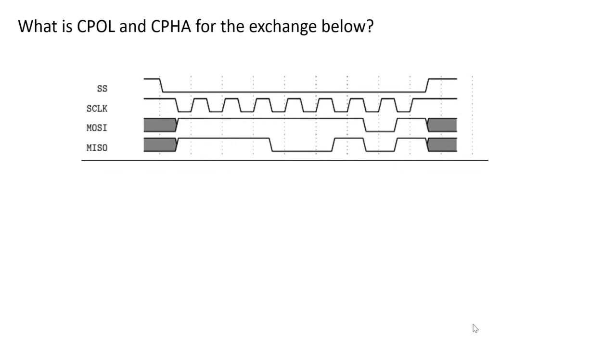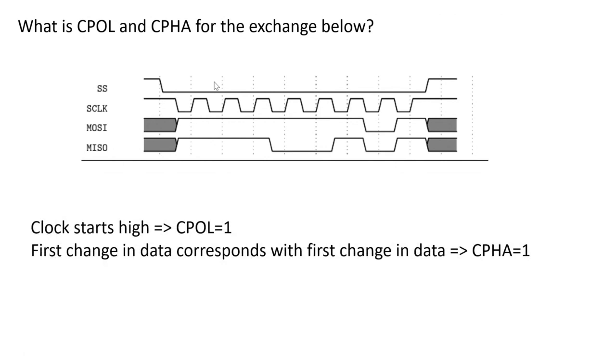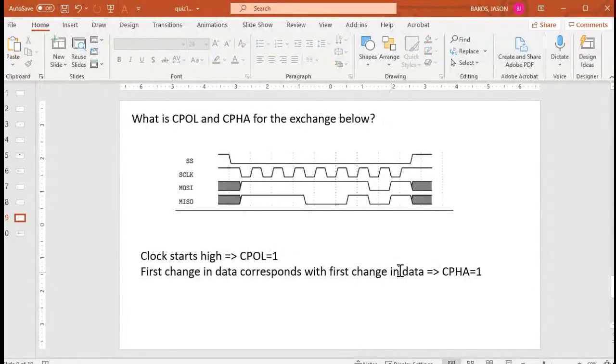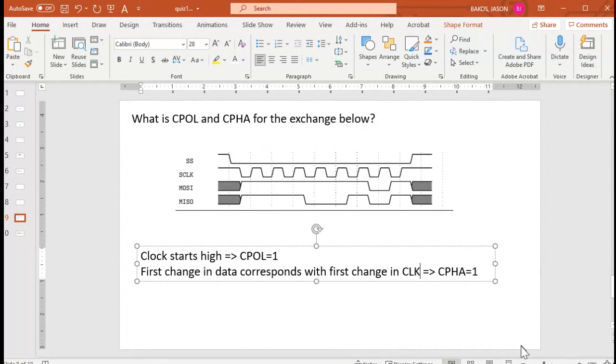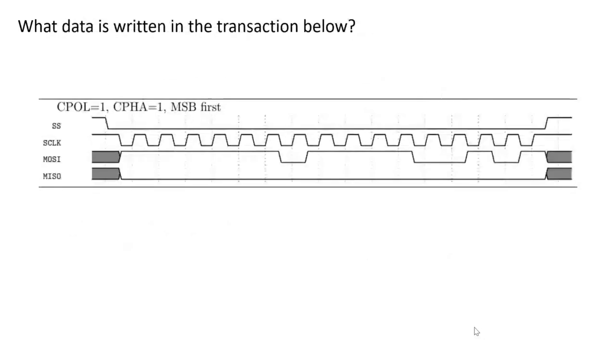What is CPOL and CPHA for the exchange? This one's easy because CPOL is just basically the default, the starting value of the clock, so it's 1. And then for CPHA, you just look at when the data changes relative to the clock. In this case, they both change at the same time. The data is not ahead of the clock. It's at the same time as the clock. So that means that CPHA is 1. So 1, 1. The clock starts high, which means CPOL is 1. The first change in the data corresponds with the first change in the clock, which means that CPHA is 1.